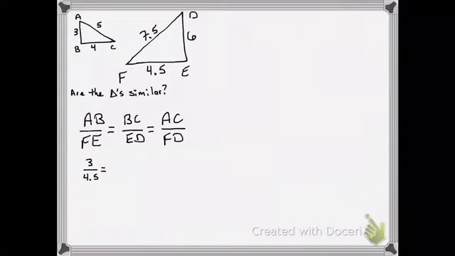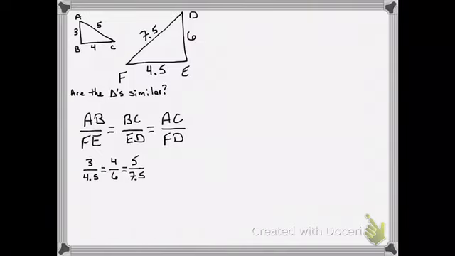If we go to BC, BC has a length of 4. ED has a length of 6. And finally, AC has a length of 5. And FD has a length of 7.5.